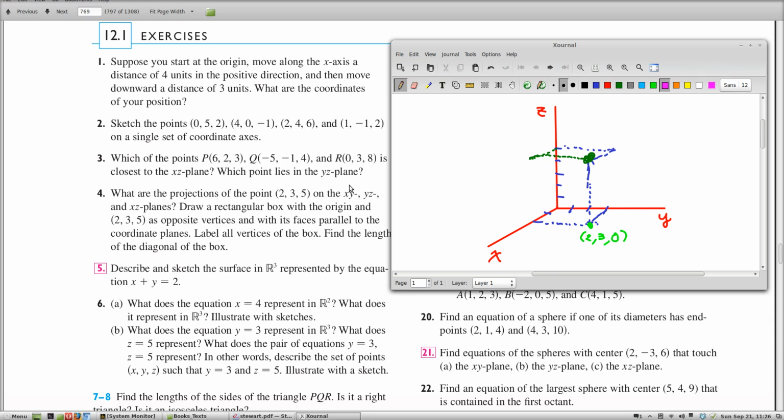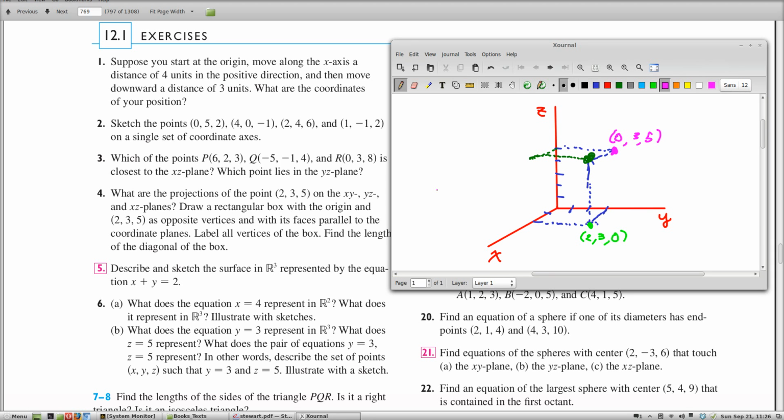Now let's do the projection onto the yz plane. The yz plane is like the back wall of the room, and this would be the projection. To plot that point, you're just forgetting about the x coordinate. Notice that you're forgetting about the coordinate that's not mentioned in the name of the plane. x is not mentioned in the yz plane, so that's the coordinate you're forgetting. So it's 0, 3, 5.